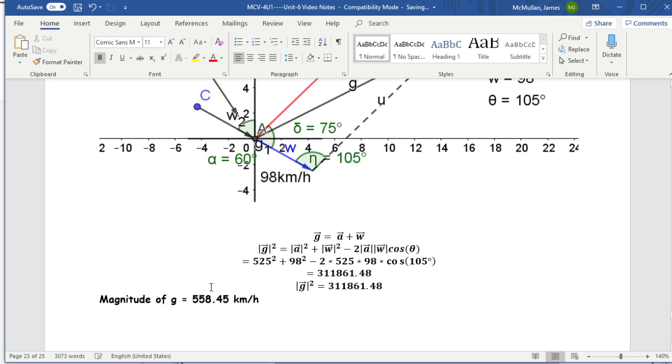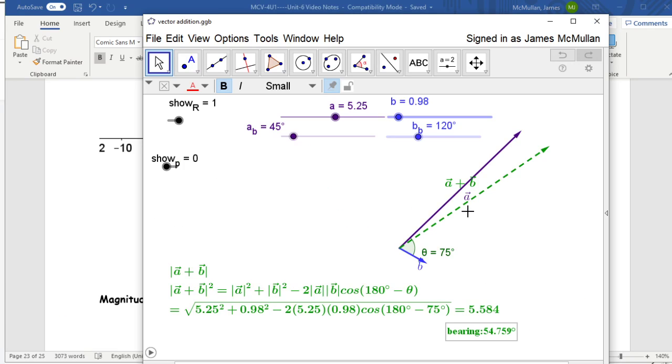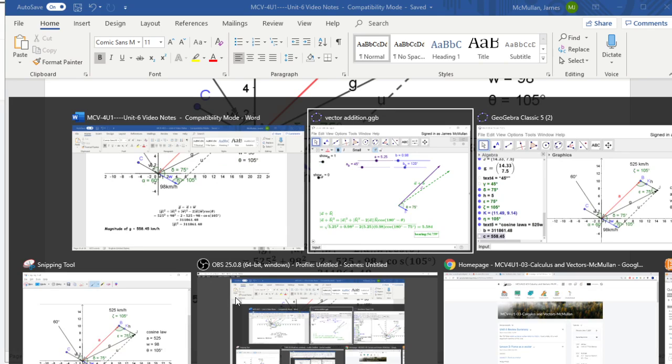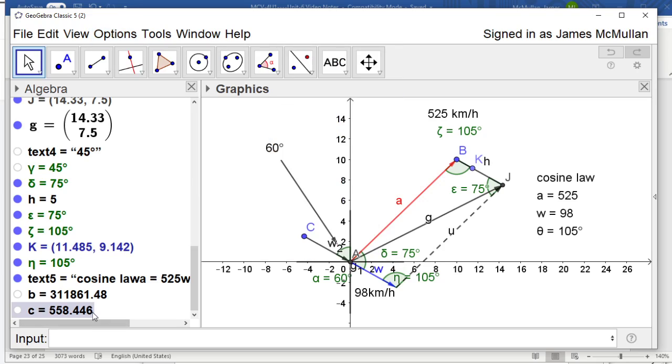Now, this is consistent with what my program said it should be, like what the vector addition app said, right? 558.4. Though you might think the rounding's off, the next number is a 4.6, so that's why I didn't round it up to 0.5.